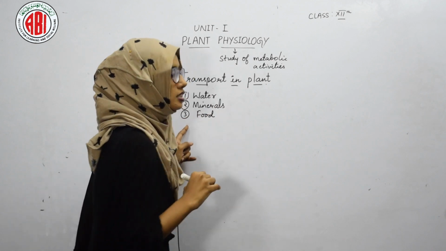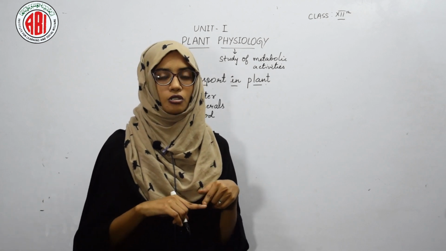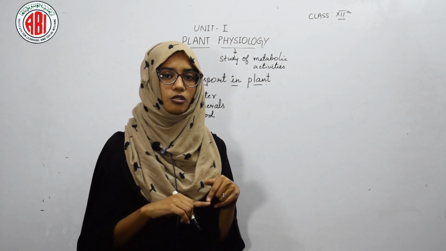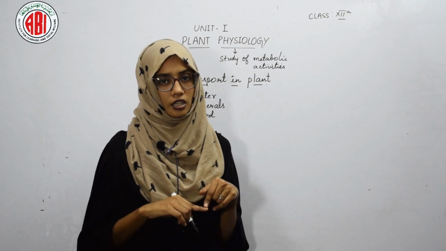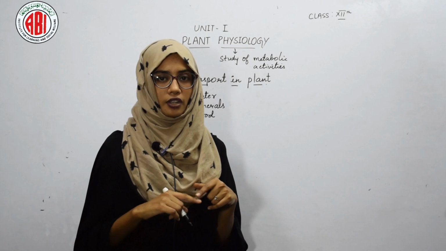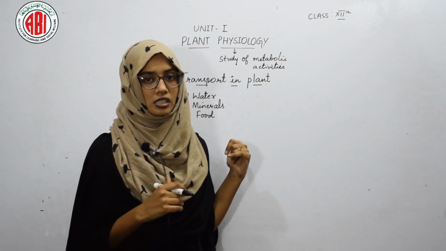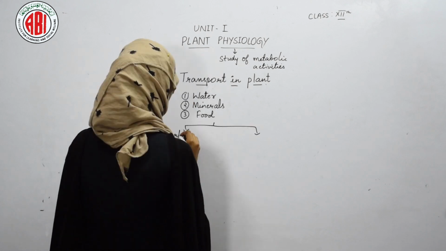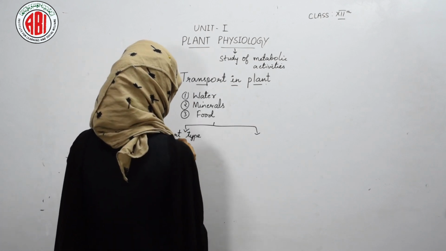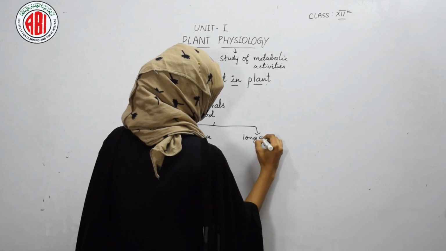This food is synthesized by the leaves and it is going to be transported to the various storage cells and to the other cells wherever the food is required. So these materials are transported in a plant body by various processes. If we talk about how much distance these materials need to be transported in a plant body, then it is of two types. There are short distance transport and the other one is long distance transport.